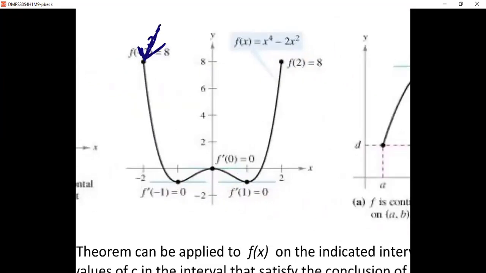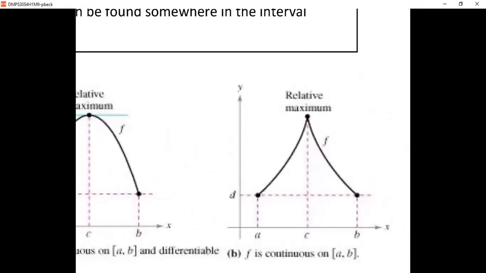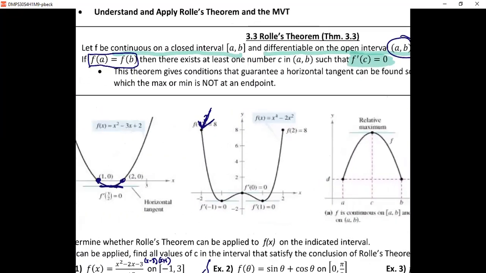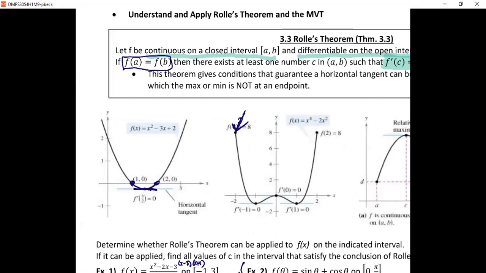So does it always have to go through a slope of 0? Well, in this case, if we increase and then decrease, if you notice, we don't go through a slope of 0. Rolle's theorem doesn't apply here. What's going on is we lack the differentiability. It is not differentiable at that point. So since we're not differentiable, there is no slope of 0.